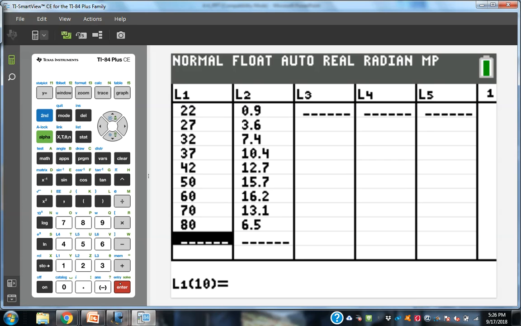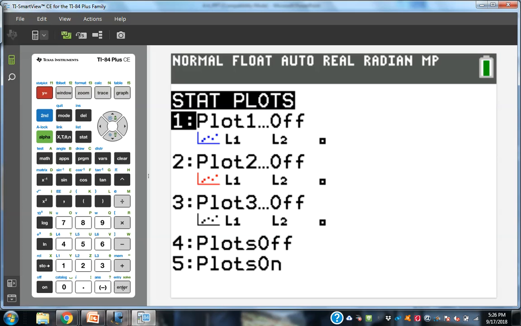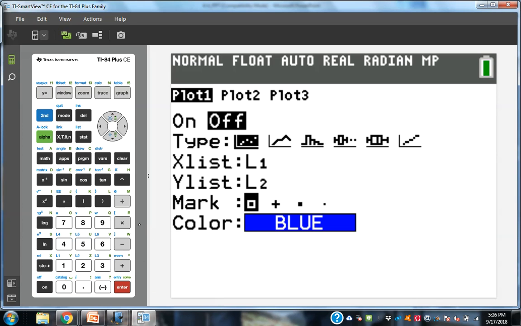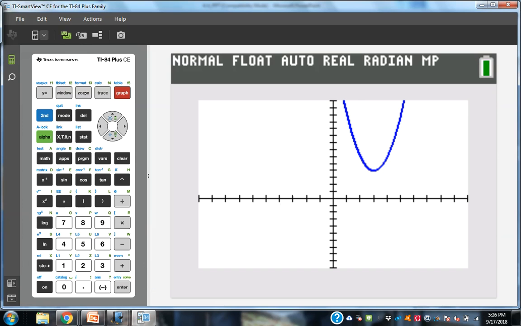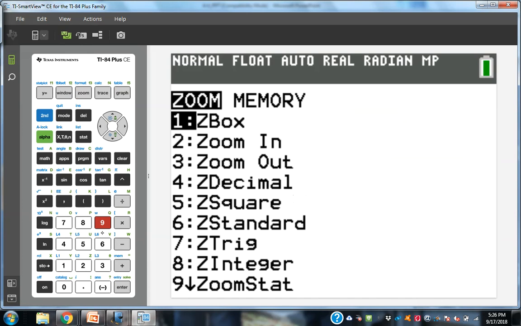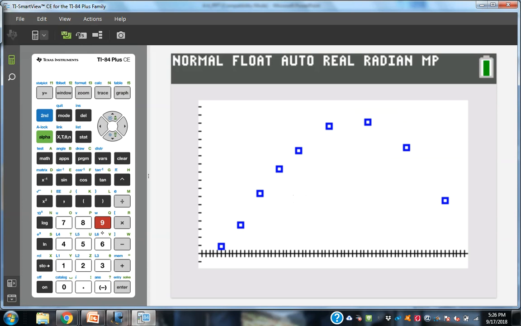All right, then we take that, and if we go to second y equals and go to stat plot, turn this one on, graph, zoom 9. We can see that that's obviously a parabola type shape by getting that scatter plot.